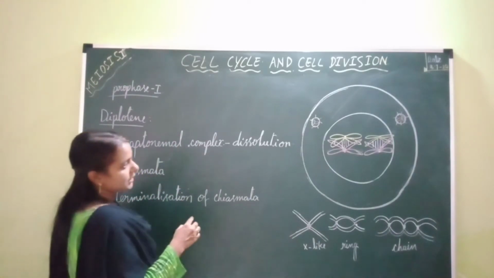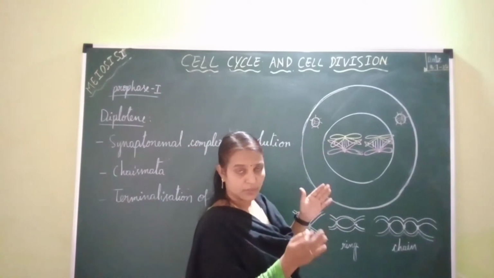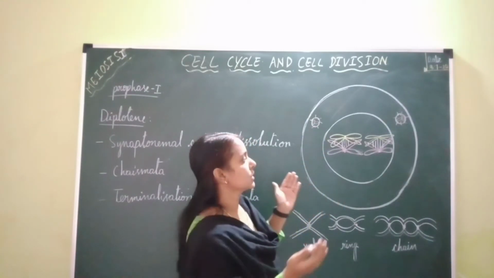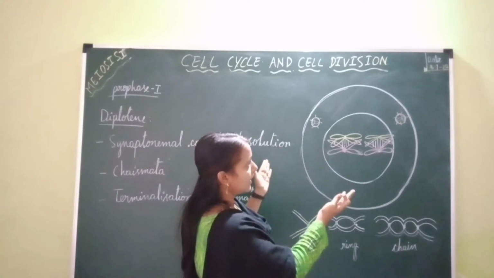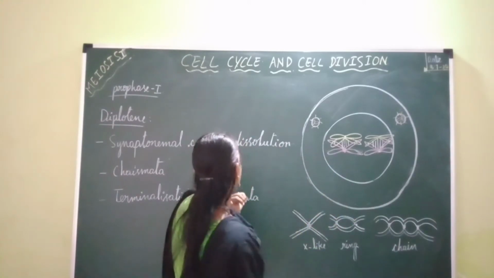Now, the changes that occur inside the cytoplasm: the centrosomes, which have developed into asters, already started moving away from one another, and they move further away from one another.